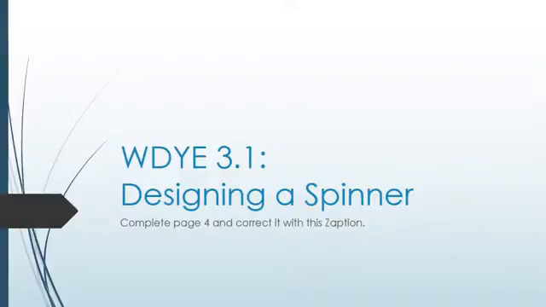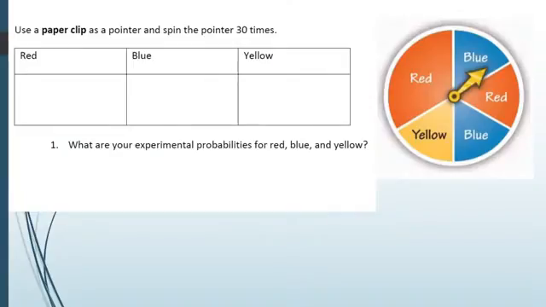Today in class we talked about designing spinners and how different spinners might have different probabilities. So today you're going to complete page 4 for homework and correct it with this option. Make sure you've had a chance to do your spins with your paperclip. In order to answer question 1, you need to have completed your trials.